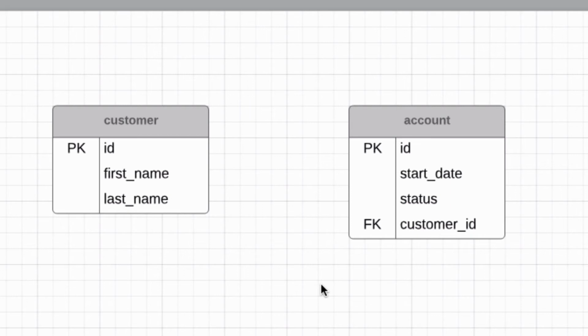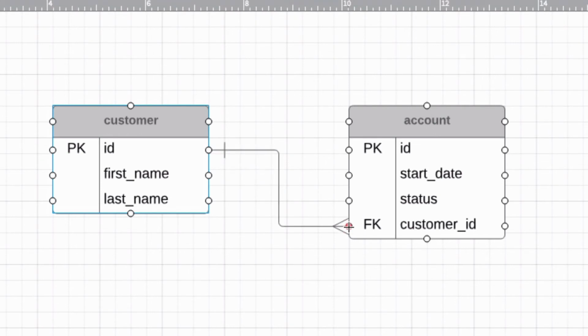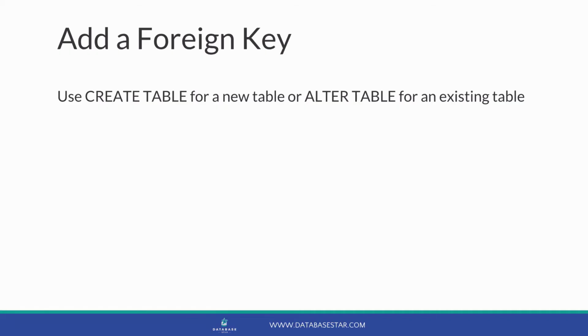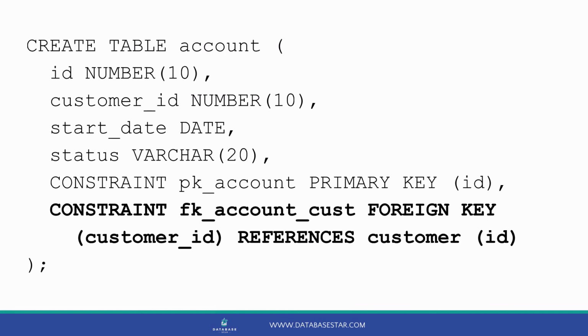In this diagram, how do we relate these two together? We hover our mouse over the primary key field here, click and drag it to the foreign key field here. This is how it's done in Lucidchart, and your diagramming tool will have a similar feature. How do you do this in SQL? You simply add a new column to this table in your create table statement, or to an existing table using the alter table command. As part of these statements, you can specify the table as a foreign key.